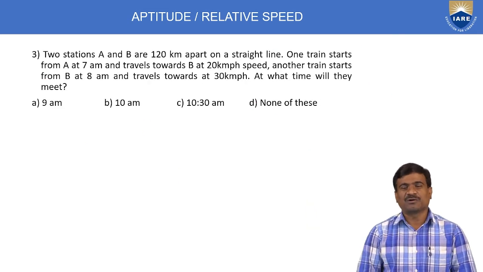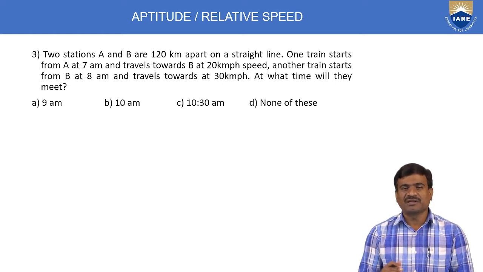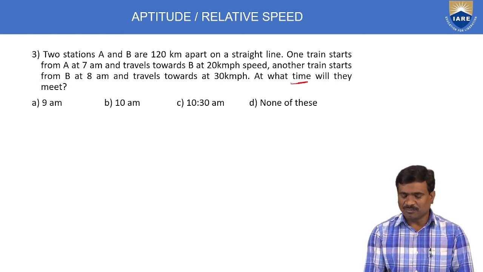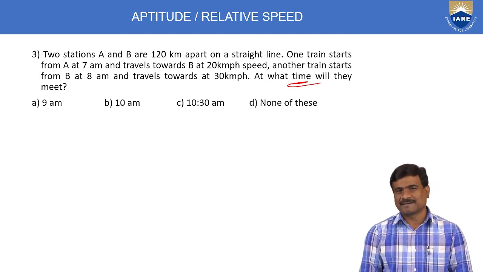Next, third example, number 3. Two stations A and B are 120 kilometers apart. One train starts from A at 7 am and travels towards B at 20 km per hour. Another train starts from B at 8 am and travels towards A at 30 km per hour. At what time will they meet? Here find the meeting time. Options: A, 9 am; B, 10 am; C, 10:30 am; D, none of these.